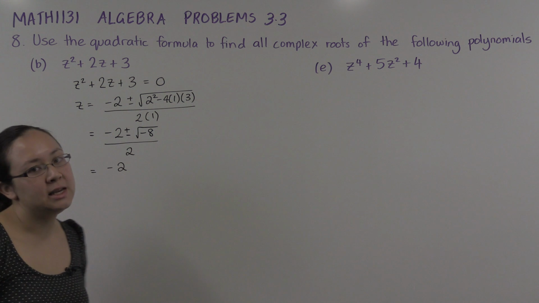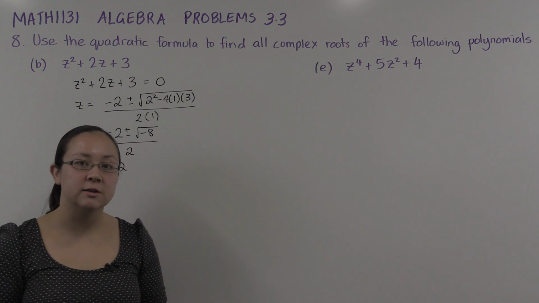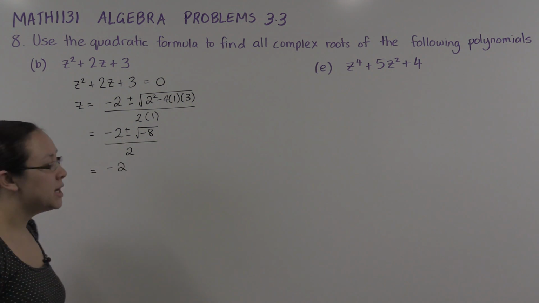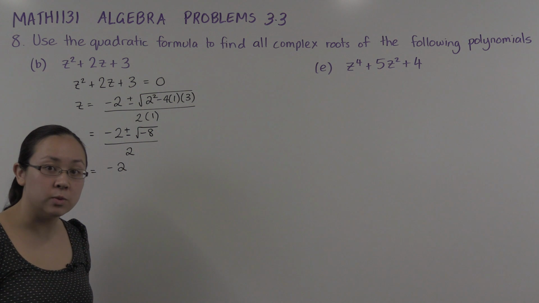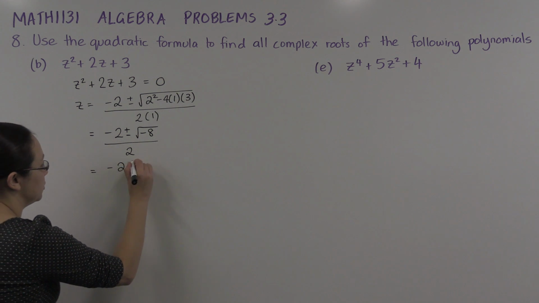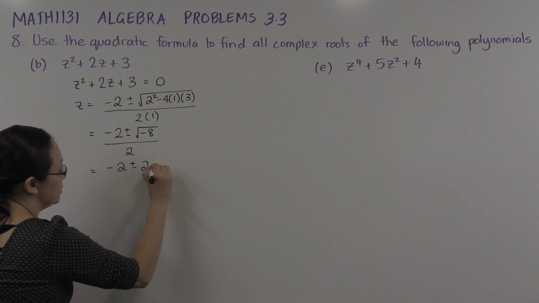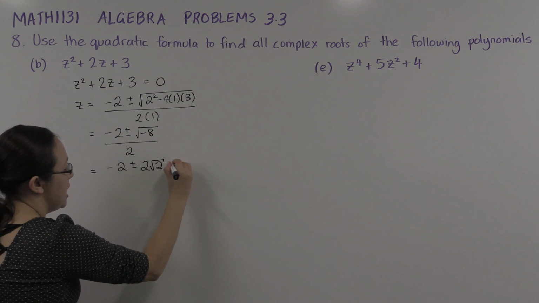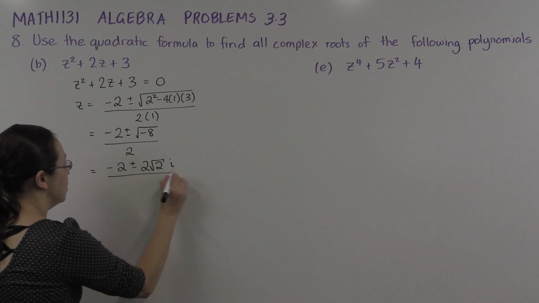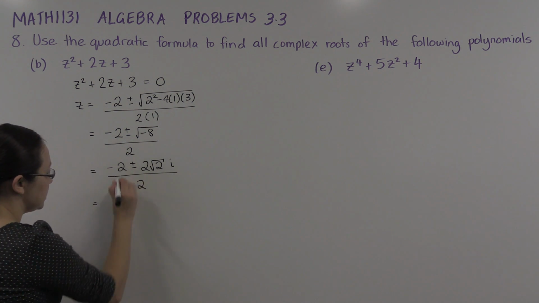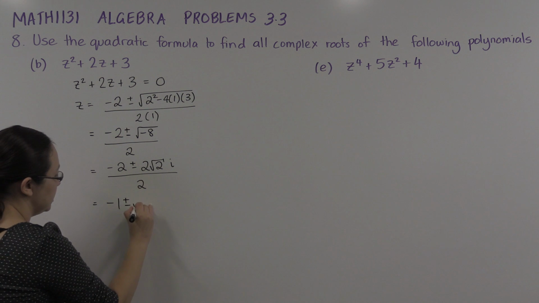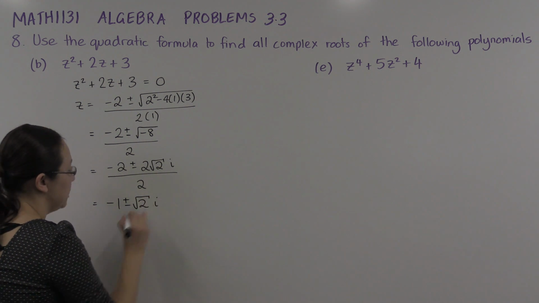Now, the square root of minus 8 isn't a real number. We can't square root negatives to get a real number, but it is a complex number and we can simplify it. So the square root of minus 8 is the square root of 8 times the square root of minus 1. Square root of minus 1 is just i, and the square root of 8 simplifies to 2 root 2. So we're just simplifying here all over 2. Dividing everything by 2, this gives us minus 1 plus or minus root 2 i.